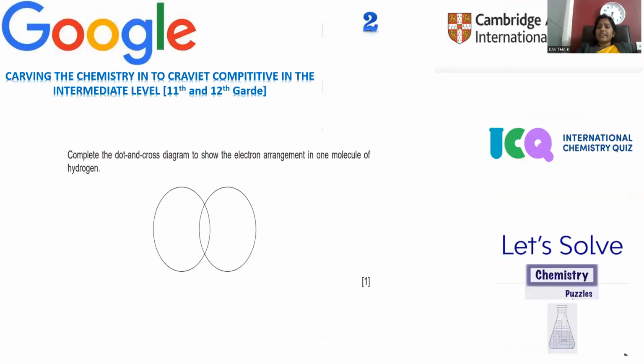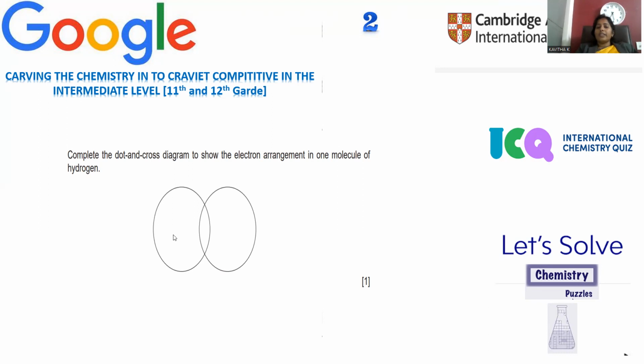Move on to the second question. The second question is taken from Cambridge Assessment International Education. Complete the dot and cross diagram to show the electron arrangement in one molecule of hydrogen. It is a fundamental question. When a hydrogen molecule is formed, the dot and cross structure is to be mentioned.